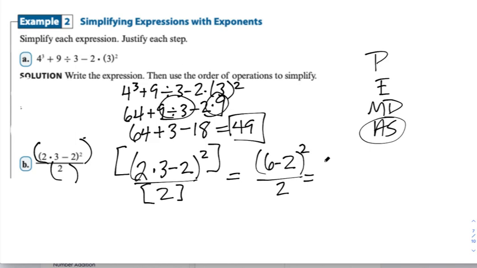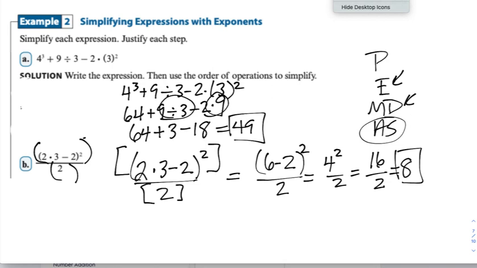6 minus 2 is 4, so I get 4 to the 2nd power over 2. I'm going to deal with my exponents, which is going to give me 16 over 2, and finally I can multiply or divide, and in this case, we're going to get 8. Let's see what else we have in example 3.